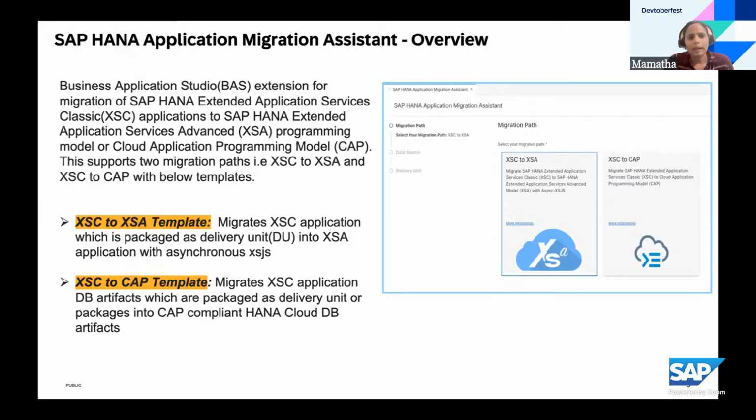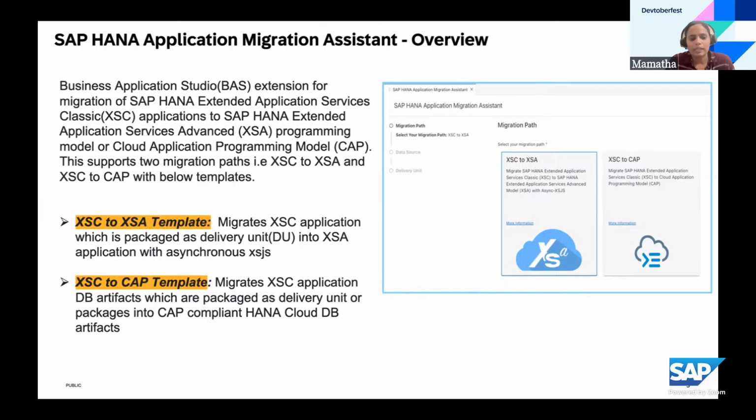So coming to SAP HANA Application Migration Assistant, as I mentioned, this is a BAS extension. This can be used to migrate XS classic applications to the SAP HANA Extended Application Services Advanced programming model or the Cloud Application Programming Model. Currently we have two templates. One is to migrate XS Classic to XS Advanced, and with this we will also migrate to the asynchronous XSJS application. And we also have another template called XS Classic to CAP.